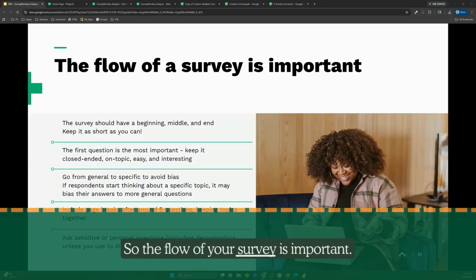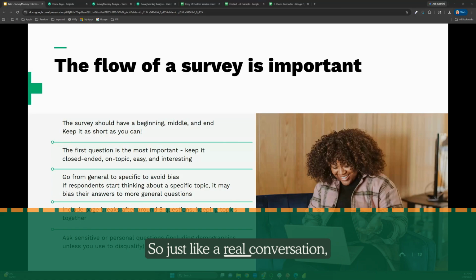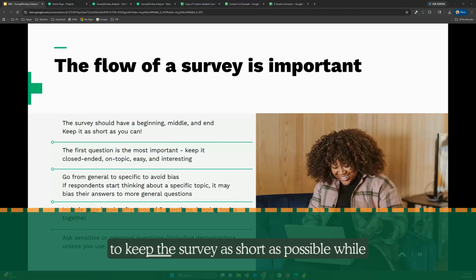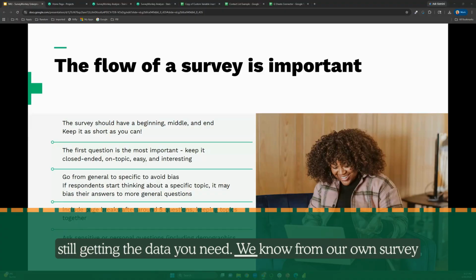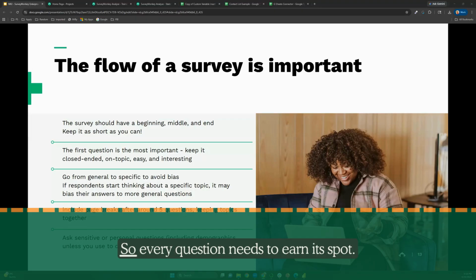So the flow of your survey is important. You really want to think of it as that conversation. Just like a real conversation, you want to keep it focused to maintain a high completion rate, to keep the survey as short as possible while still getting the data you need. We know from our own survey research team that completion rates will drop significantly as the number of questions increase. So every question needs to earn its spot.